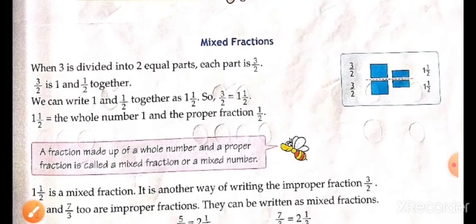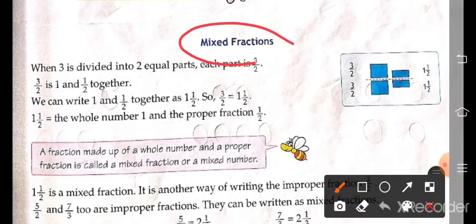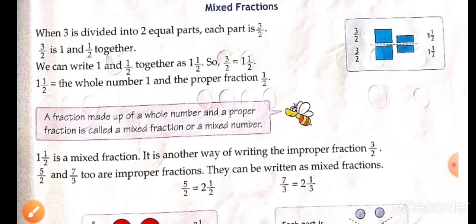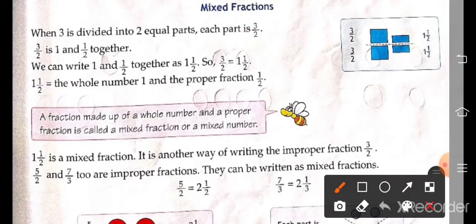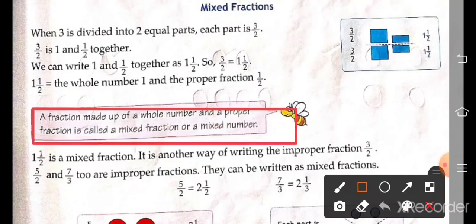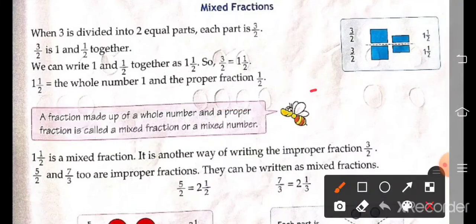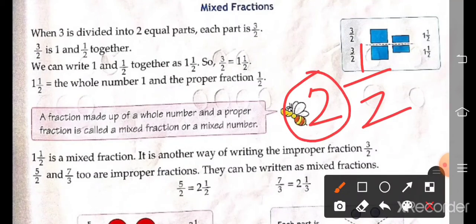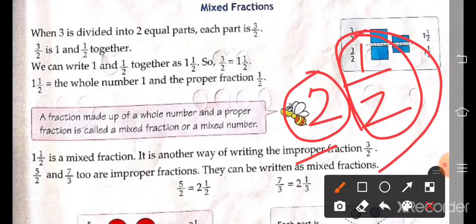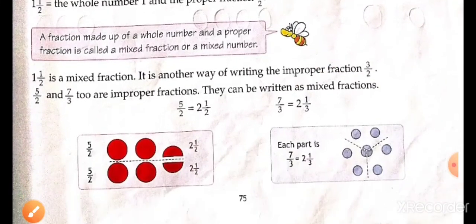Okay, now the next is mixed fractions. A fraction made up of a whole and a proper fraction is called a mixed fraction or a mixed number. For example, 2 1 upon 2. This is a whole number and this is a fraction. A fraction made up of a whole number and a proper fraction is called a mixed fraction. Okay?